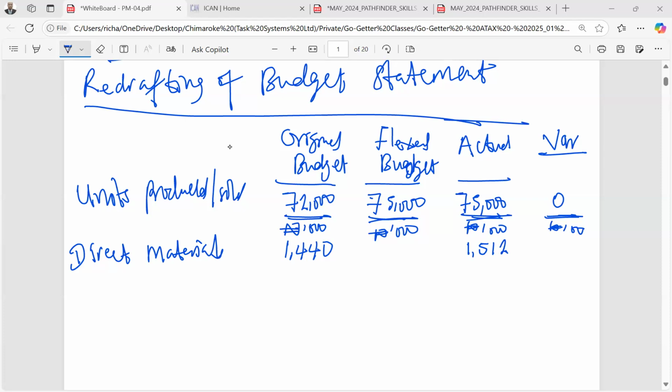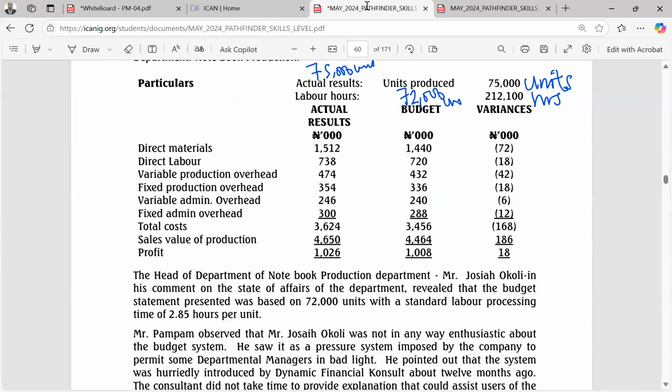Now, if we are to do 75,000, we'll multiply this by 75,000. That will give us 1500. So we're going to take 1500. So what we have here now, our variance will now be 1500 minus 1512. It's going to give us -12. Now, as against negative 72, we're having negative 12.